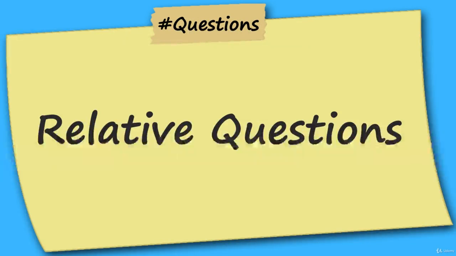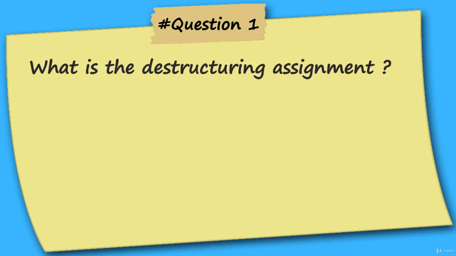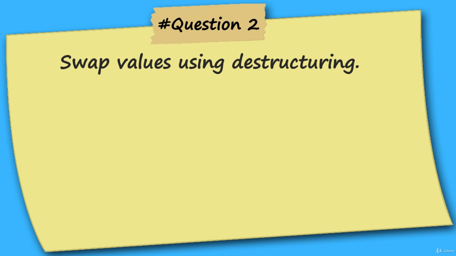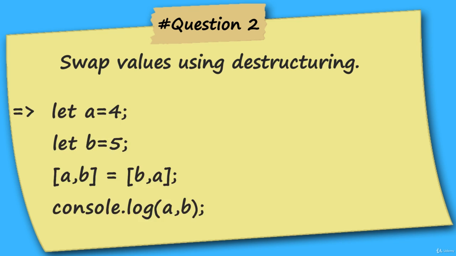Now let's discuss related questions of this topic. So what is the destructuring assignment? It is called destructuring assignment or destructuring. It's about extracting the data pieces from an array or object literal, but in this section we are discussing only arrays. So we are extracting the data pieces from an array and assigning them to individual variables. That's the process we follow when we say destructuring. The second question is swap values using destructuring. We have already seen this. This is the code which helps you to swap the values.